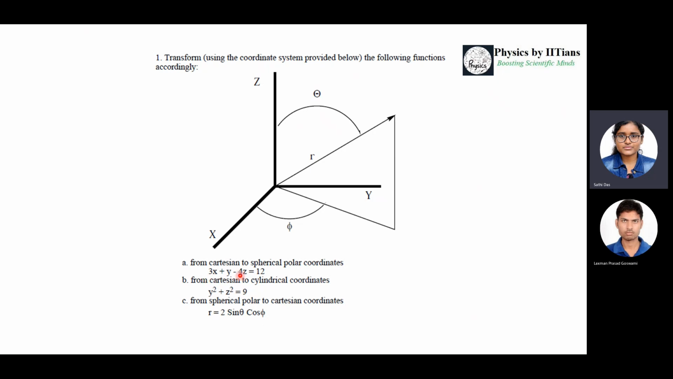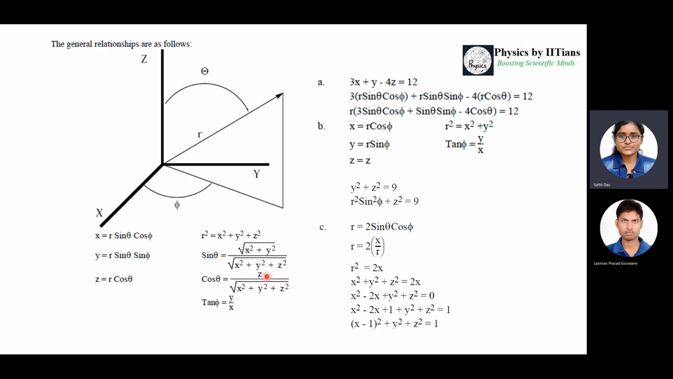So the first function is 3x plus y minus 4z, which is a Cartesian function. It involves x, y, z. Now you have to transform this Cartesian function to spherical polar coordinates. So first of all, you have to know what spherical polar coordinates are. Spherical polar coordinates involve not x, y, z, but r, theta, phi.